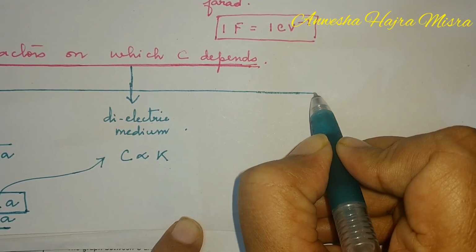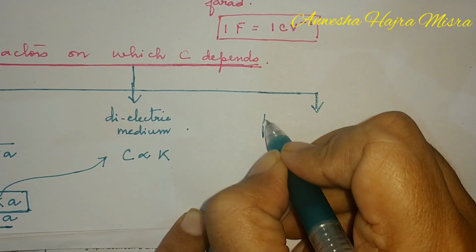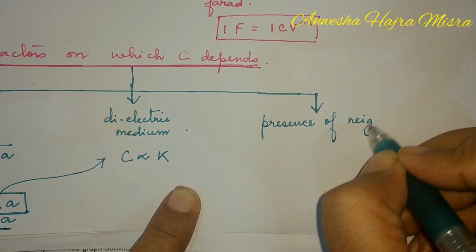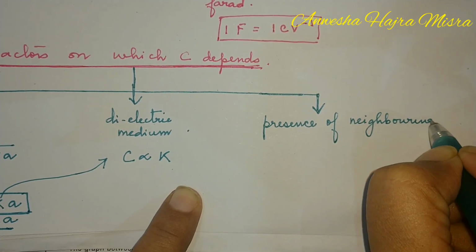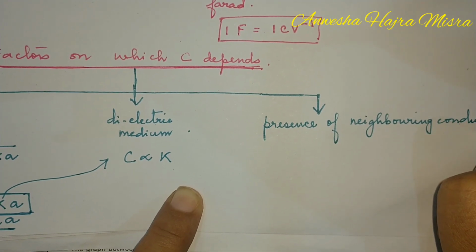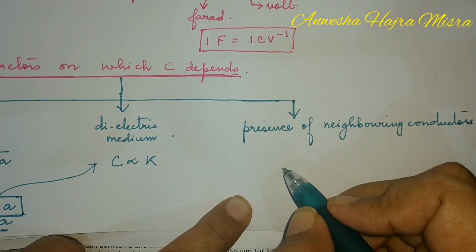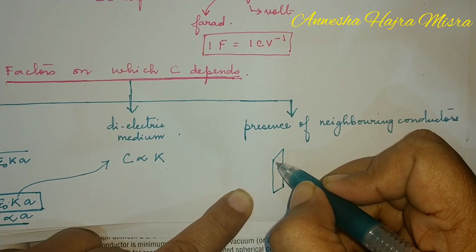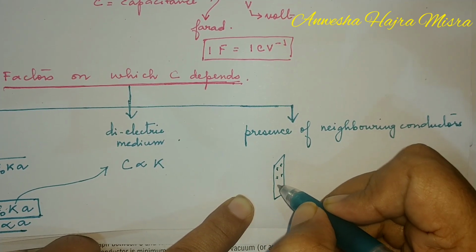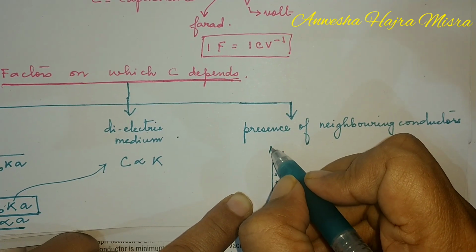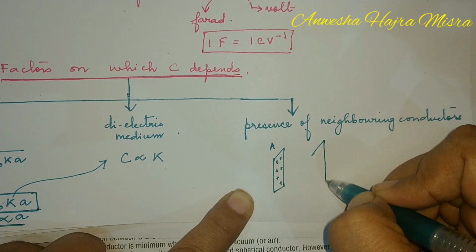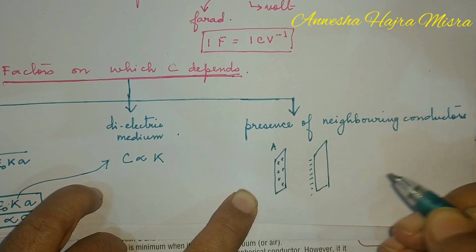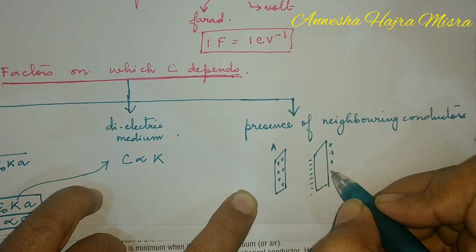Capacitance depends on K. Capacitance also depends on the presence of neighboring conductors. Now suppose, children, you have a plate, and suppose this plate is positively charged. It's a conducting plate, A. You bring another conducting plate over here. So what will happen? This side you will have negatively charged induced, and this side you will have positively charged induced.